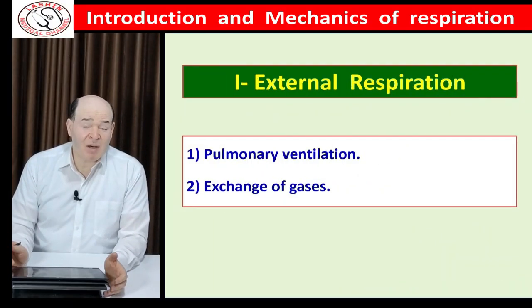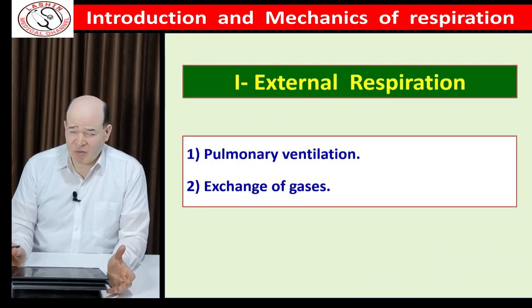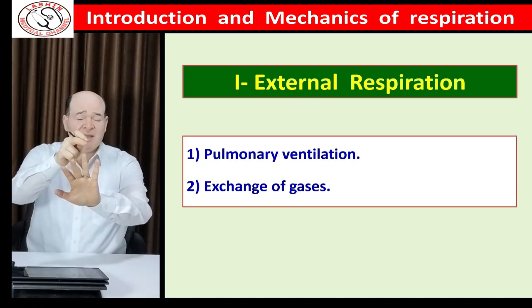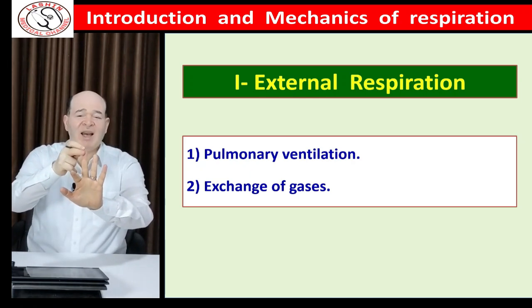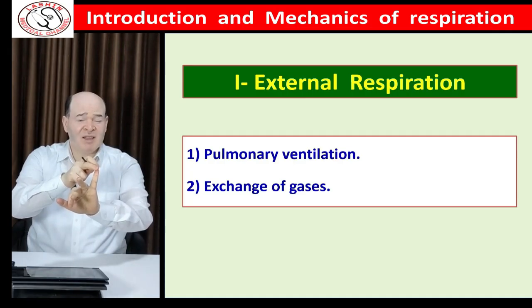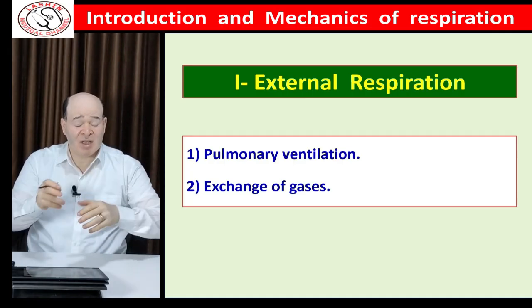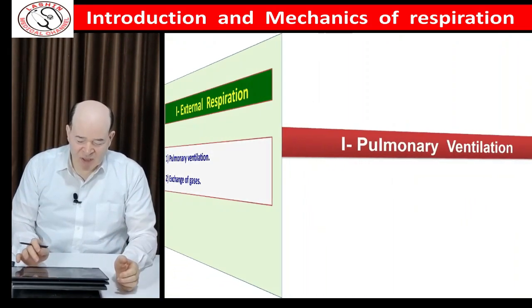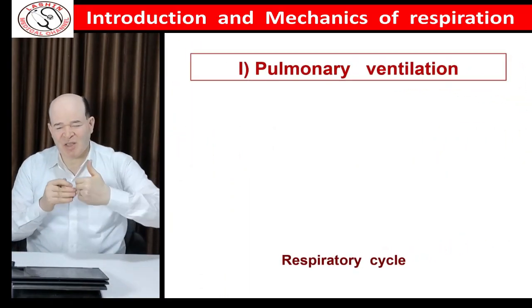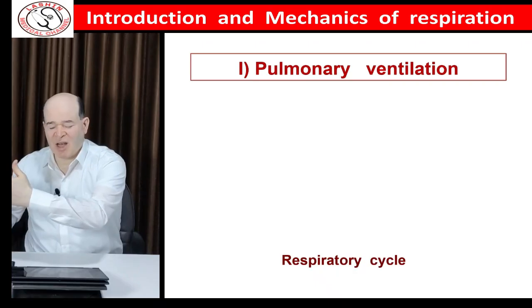Let us speak about the details of the process of respiration. As we said, we have 3 stages: external respiration, respiratory function of blood, and internal respiration. External respiration consists of pulmonary ventilation and gas exchange. Let us speak about pulmonary ventilation. Pulmonary ventilation is the process of repeated inspiration, expiration, inspiration and expiration, and so on.